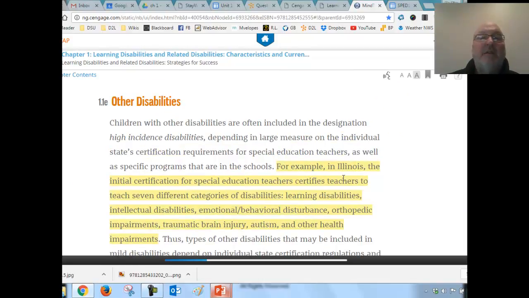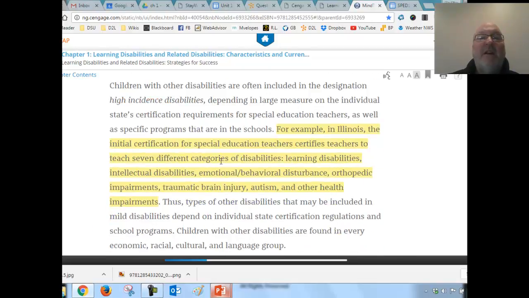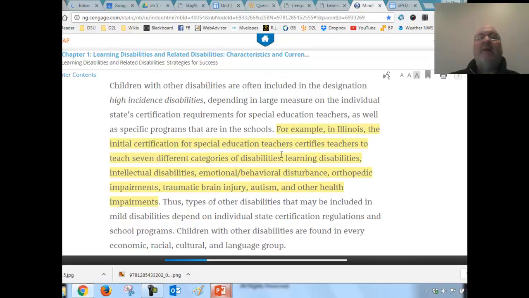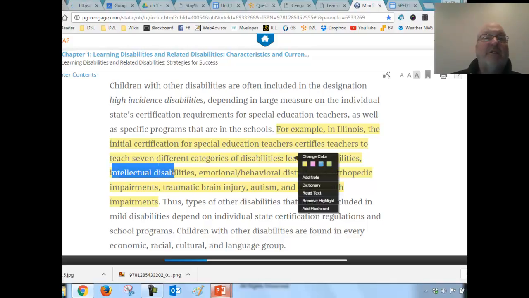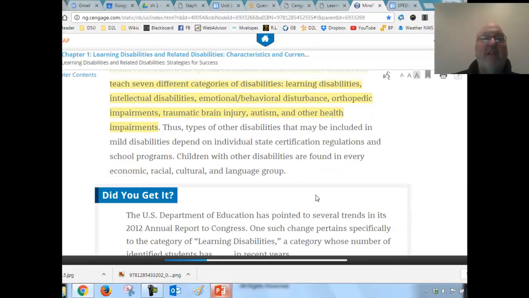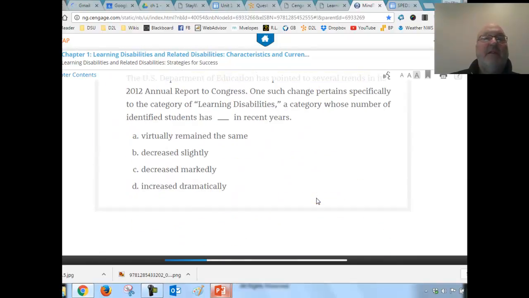Here's other disabilities, for example, certification has changed, that now they want teachers to be certified in a number of areas. In South Dakota we're non-categorical, meaning anybody, you get a degree in elementary special ed from DSU or wherever, you're able to take that to a lot of places, but states like Illinois are categorical, so they're saying we're going to try and certify these special ed teachers in 7 different categories: learning disabilities, intellectual disabilities, emotional behavior, orthopedic impairments, brain injury, autism, and other health impaired. So they'd have 7 classifications. And so that's a change also.